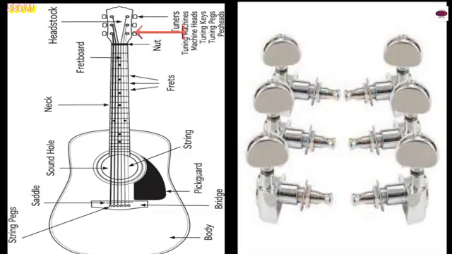Our next part is the tuning keys. These are also known as machine heads, pegheads, and tuning machines. If you look at the picture above, the tuning keys are the silver objects holding your string to the headstock. You can see over here. By tightening or loosening the tuning keys on your guitar, you can manipulate the sound of a certain string. This is called tuning.